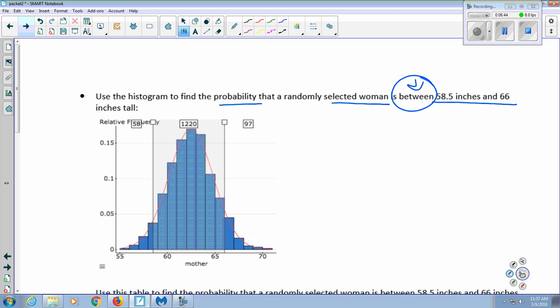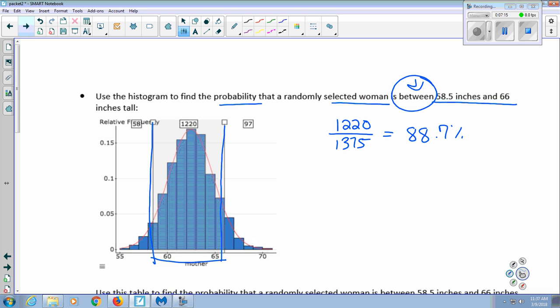So you can see in our table over here, we've got the markers already done for us, so we can do the data real quick. So there's 1,220 women who are between 58.5 and 66 inches over the same denominator, 1375, and this comes out to be 88.7%. We'd expect it to be pretty big. It's right there in the center of our distribution.